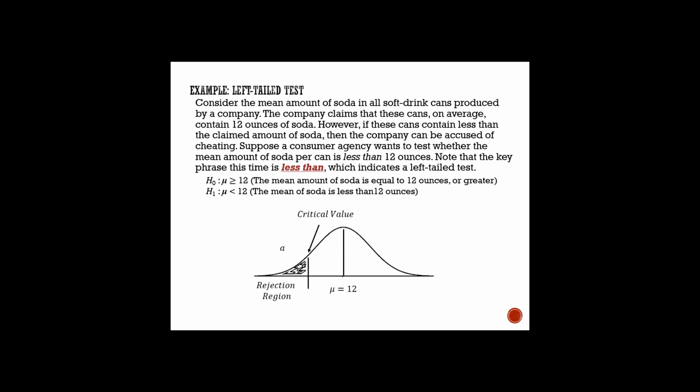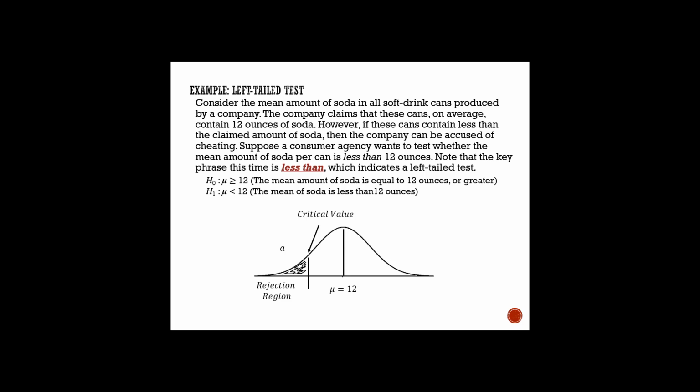Now, let's look at another example. This one is an example of a left-tailed test. So we're talking about this time the mean amount of soda in soft drink cans produced by a company. And the company claims that these cans have 12 ounces of soda in them. That's their average. They're saying they contain 12 ounces. However, if they contained less than that amount claimed, then the company is cheating people, right? So there's a consumer agency, and they want to test whether the mean amount of soda per can is less than the 12 ounces. Now, please note, this is a consumer agency.